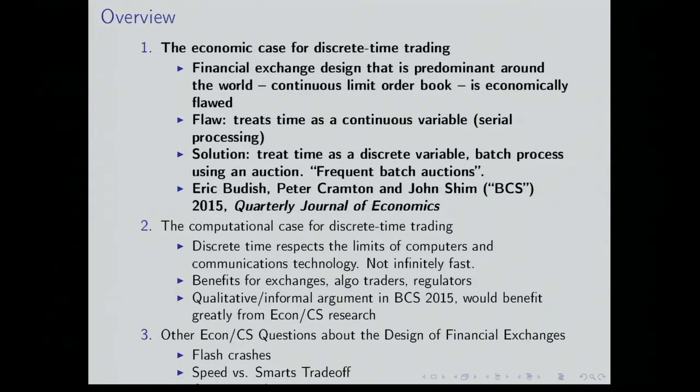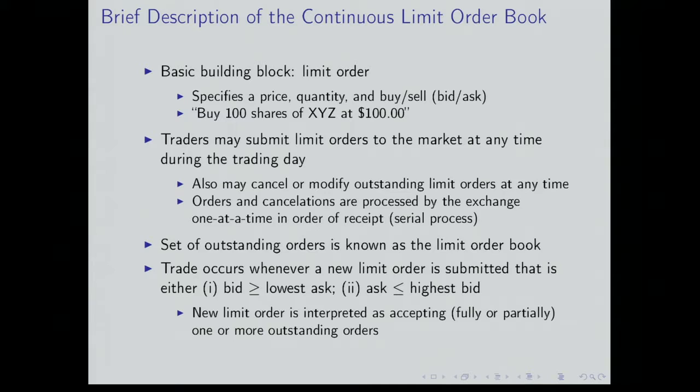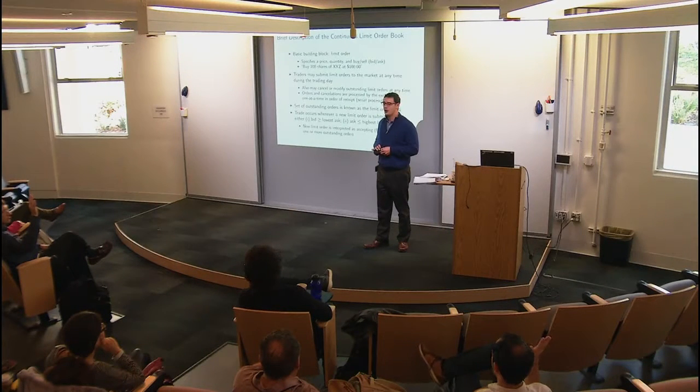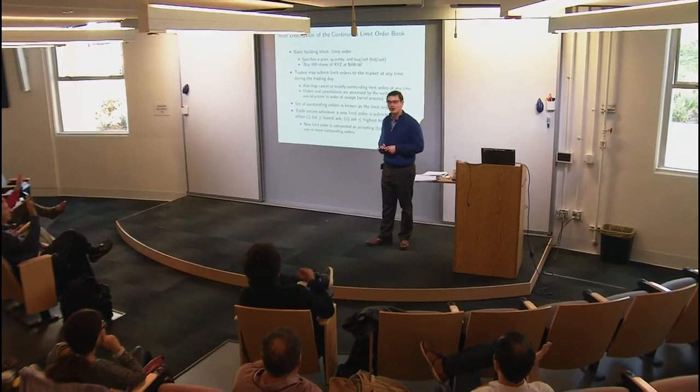Okay, so let me talk about the economic case for what I'll call discrete time trading or frequent batch auctions over the current predominant financial exchange design, which is called the continuous limit order book. So the starting point is just to tell you what the continuous limit order book is. Just a quick show of hands, how many of you are familiar with this market design? It's about a third. How many of you know what top trading cycles is, just out of curiosity?